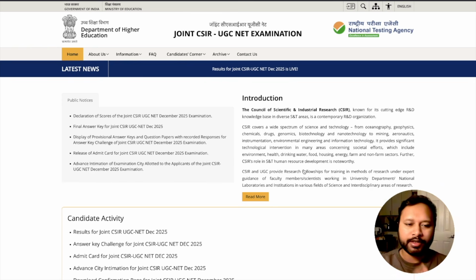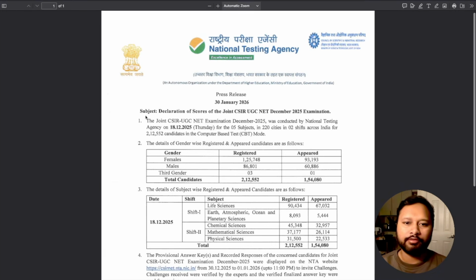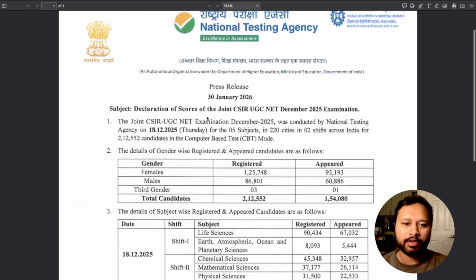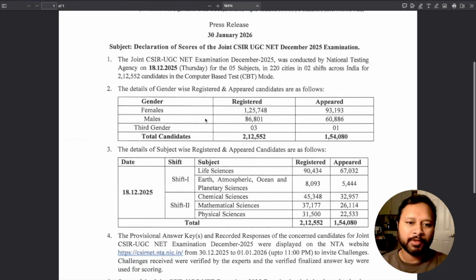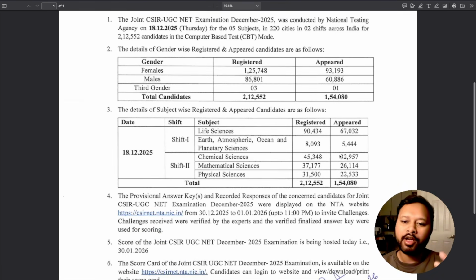So first of all, let's understand this is the website. I will give you a link to reach this page. You can clearly see in the public notices, the first thing is the declaration of scores for the joint CSIR NET exam. You can click on this link and you will see a PDF which says how many students appeared for the exam, according to different genders and according to different subjects, and how many of them were registered.